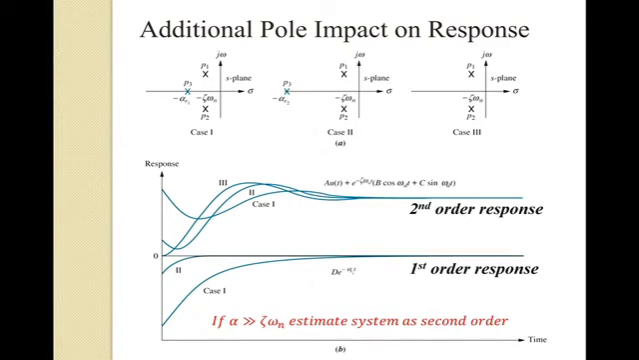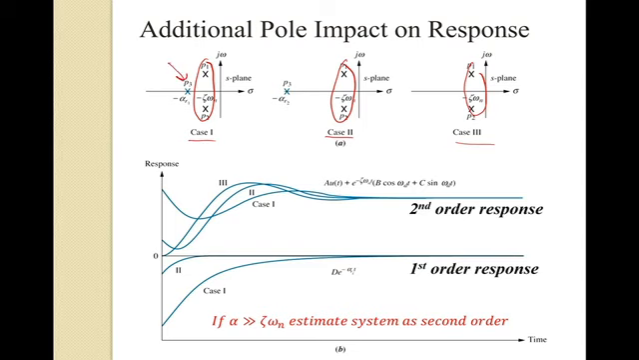Now, what happens if I add an additional pole to a second order response? So let's say I have my underdamped case and I have my two complex conjugate poles P1 and P2, and they're all going to be the same for all three cases that I'm going to look at. I'm going to look at three different cases here. But what's going to be different in these cases is the following.